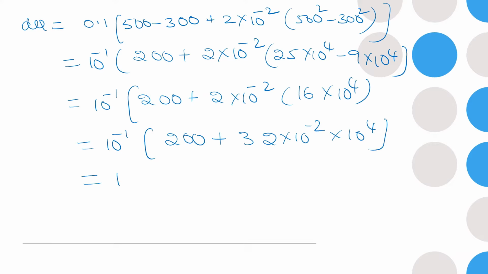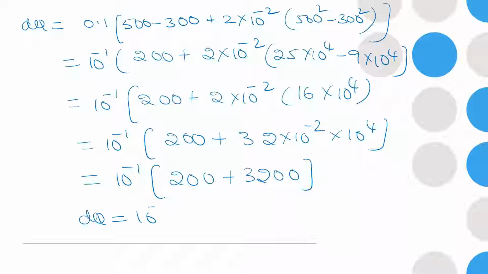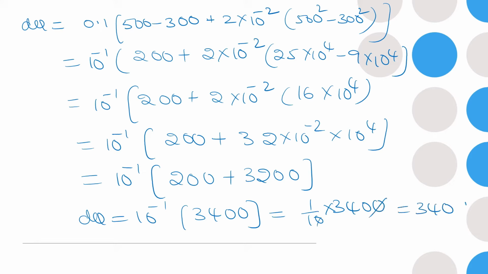So this is equal to 10 to the power of minus 1 of 200 plus, here 10 to the power of minus 2 into 10 to the power of 4 is 10 squared. So 32 into 10 squared is 3200. So dq is equal to 10 to the power of minus 1 of the total 3400. So this is equal to 1 by 10 into 3400. The 0 gets cancelled, 340 joules. So the amount of heat required, that is dq, is equal to 340 joules.